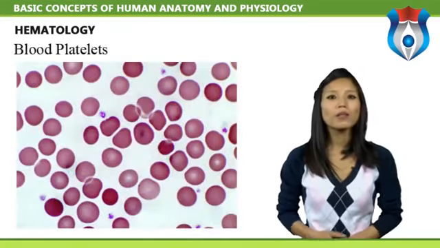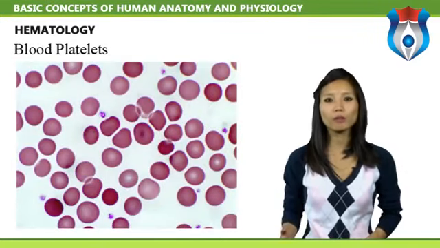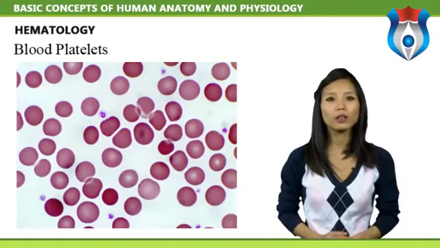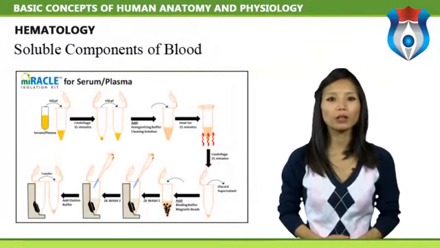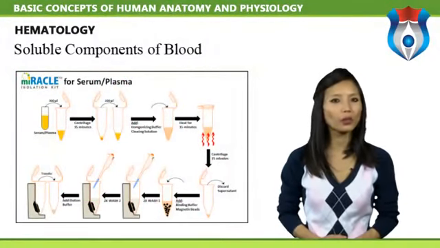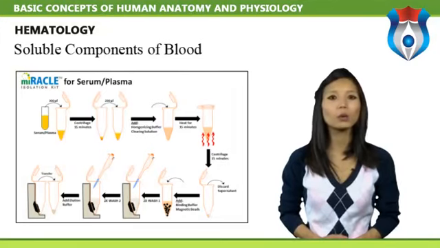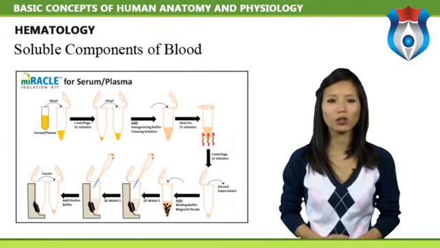Blood platelets. They are tiny irregular cell fragments which are non-nucleated. They may be round or oval in shape. They are concerned with clotting. Soluble components of blood. Serum, liquid portion without clotting factors. Plasma, liquid portion plus clotting factors.